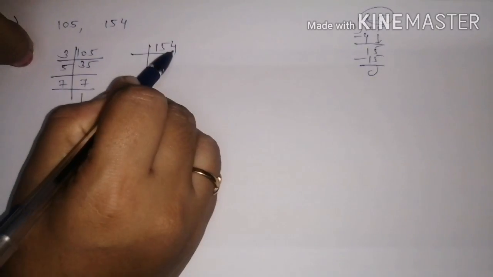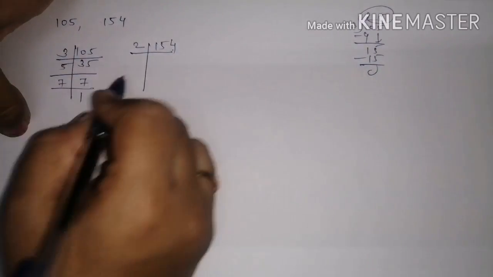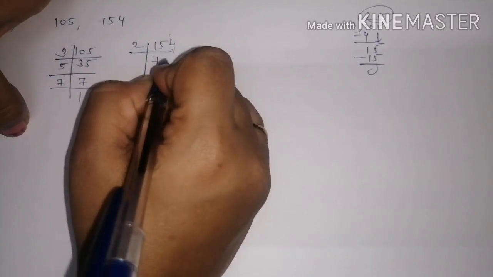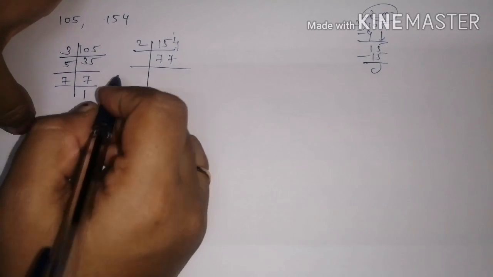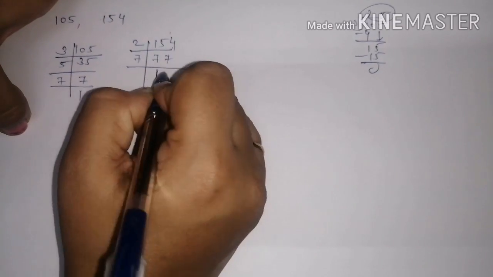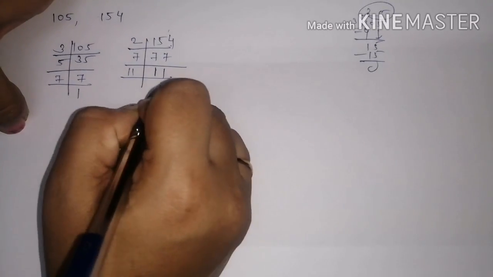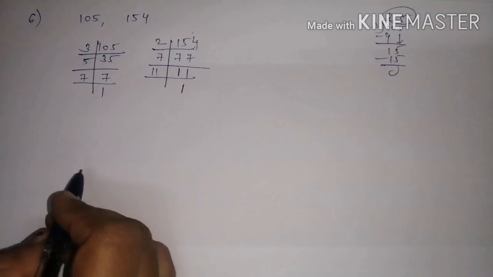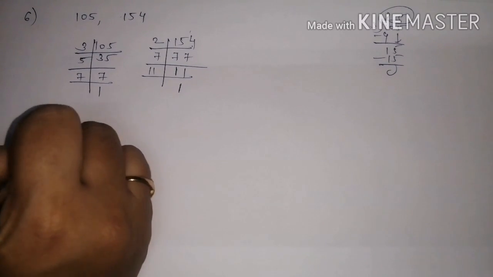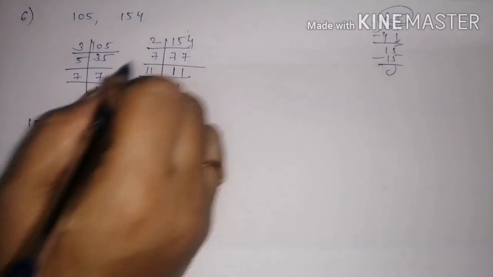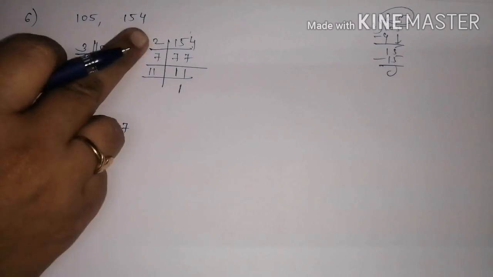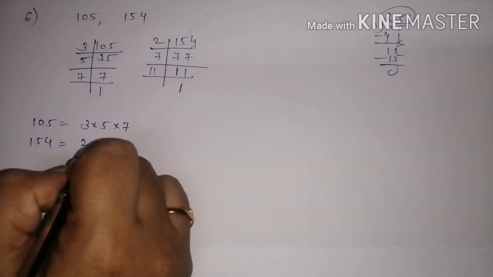Now 154. Units place it is 4. It will get divided by 2. 2 7s are 14. 1 remaining. 2 7s are 14. 77 will get divided by directly 7. 7 1s are 7. 7 1s are 7. 11 1s are 11. So factors of 105 are 3 into 5 into 7, and factors of 154 we got 2 into 7 into 11.